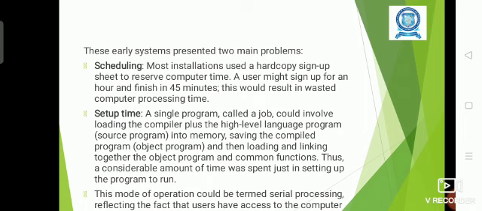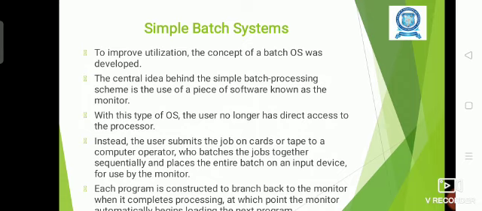To overcome the disadvantages of serial processing systems, batch systems were introduced next. The batch systems were introduced to improve the utilization of the system. The idea behind the simple batch systems is that one piece of software is used, known as the monitor. The monitor only did the operations of an operating system.